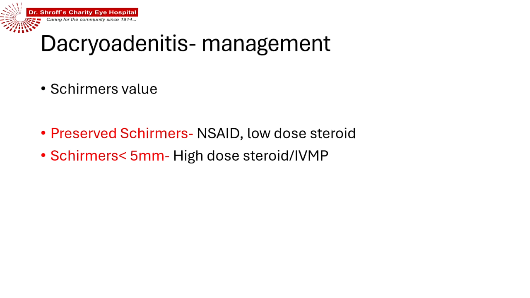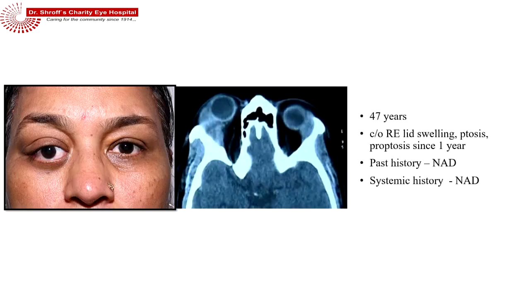If the Schirmer's is affected too much, if there is a severe dry eye, that means the gland has more severe inflammation, and we tend to be more aggressive with the course of the steroid. Again, dacryoadenitis is not always a non-specific inflammation, like in this young lady.